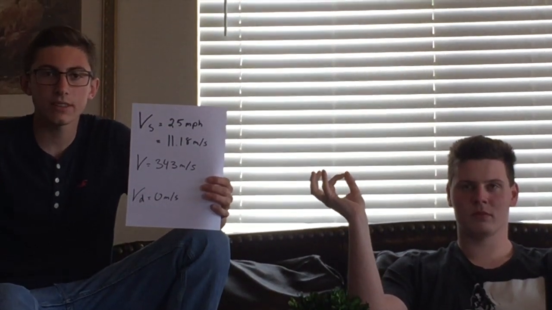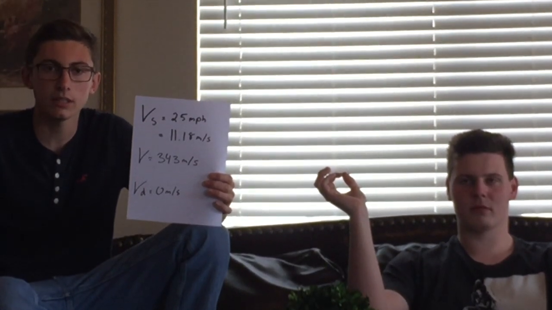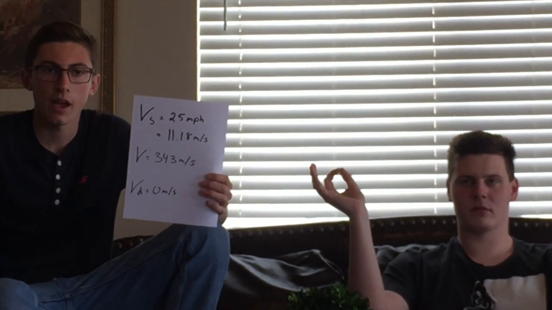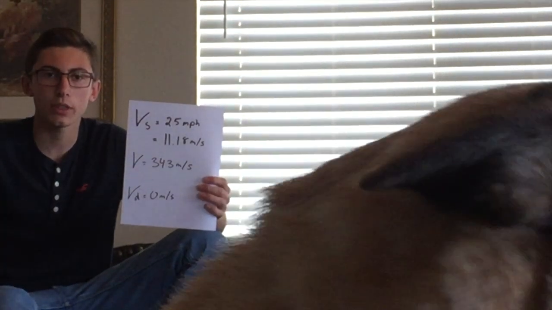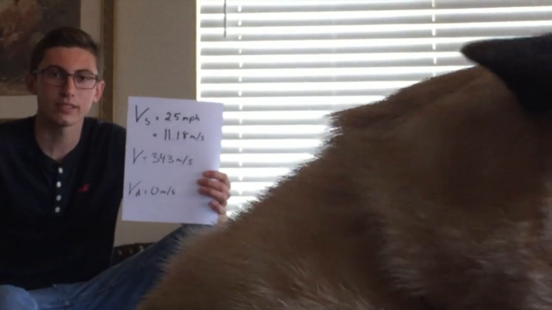So, the velocity of the Jeep was approximately 25 miles per hour. Converting that to meters per second, it was approximately 11.18 meters per second. The velocity of the source was 11.18 meters per second. The velocity of sound can be used as being 343 meters per second. And the velocity of the detector was 0 meters per second because the observers did not move as the Jeep went by.